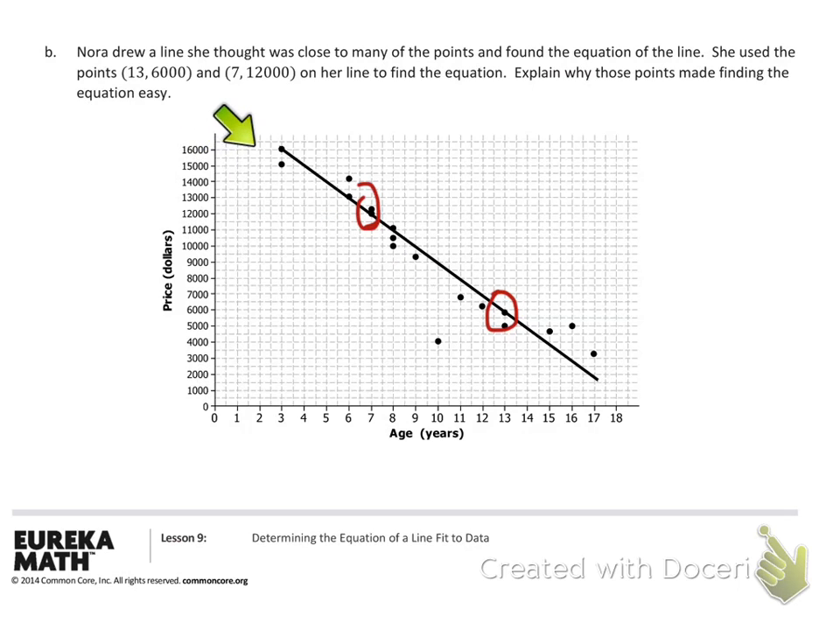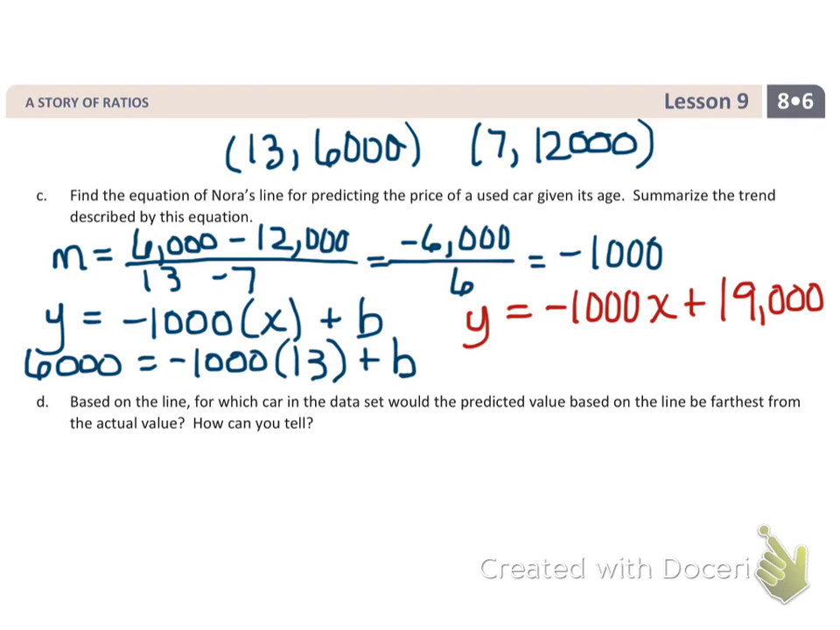Okay, so it's dollars per year, right? Because I took y divided by x. So it's negative $1,000 per year. So that means every year I have my car, the value decreases by $1,000. Every year it's dropping down 1,000. So it starts at 19,000 and loses 1,000 every year. So that's what this equation right here is saying.